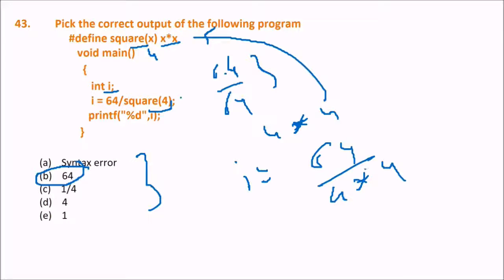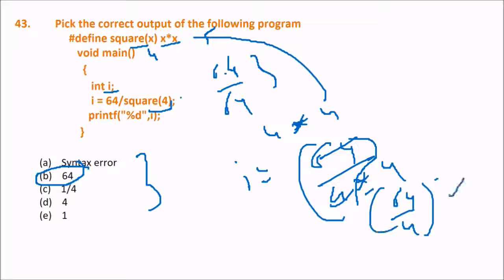Now division and multiplication have equal priority. So how is this going to be executed? First this will be executed, that will be 64 by 4, and then into 4. So this will be 16, and 16 into 4 is 64. This will be the answer. So you can see that you have to use these macros very carefully, otherwise a logical error will be there.